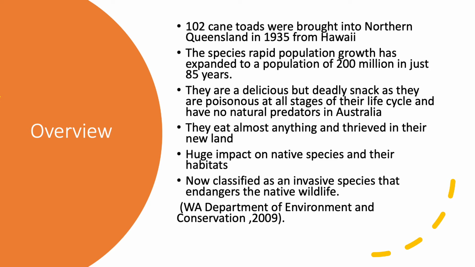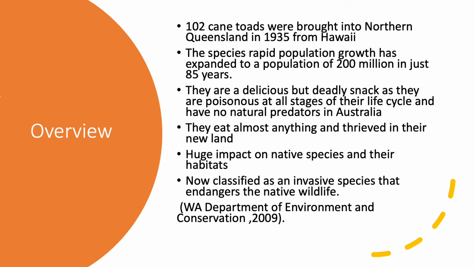Now, the cane toad was introduced in 1935 to control the spread of the sugar cane beetle that was damaging the crops in Queensland. They brought in 102 of them and it failed. What has happened since is the toad just started to rapidly reproduce, and now there's said to be over 200 million in just 85 years. So you can see it's a huge problem.